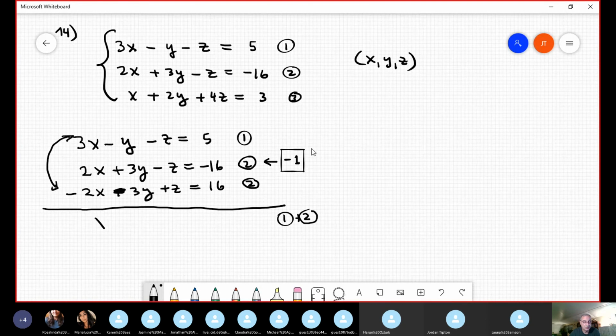3 minus 2 is 1. This is minus 4. Why minus 4? Because -1 and -3. And this is cancelled. See, this was the intention. Elimination is the technical name. And 5 and 16 together is 21. And you get the new equation, which I want to call equation number 4. But this equation contains only 2 unknowns. So you eliminate at least one unknown.